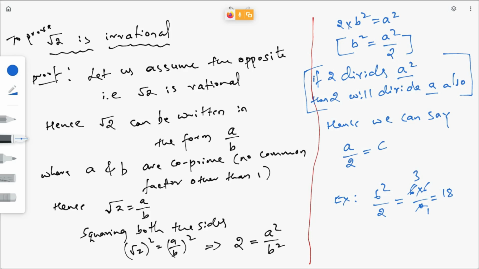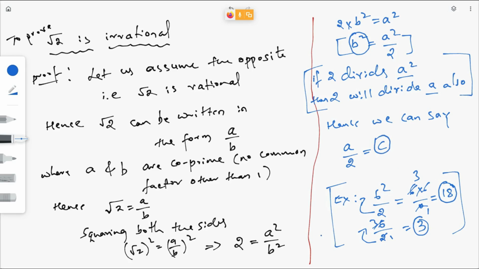If 2 divides 6 square, then 2 will divide 6 also. 2 ones are 2, 2 threes are 6, right? Yes or no? Any doubts here in this example? If 2 divides 6 square, then definitely 2 will divide 6. So this 18 that you get here is equal to this b square. This b square is your 18. So this 3 is your c, right?